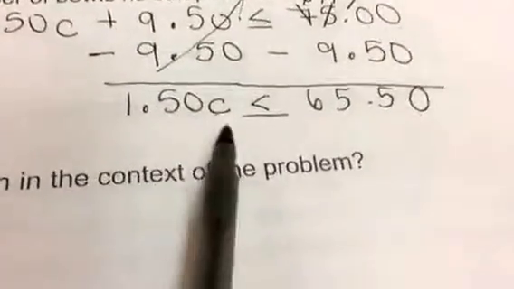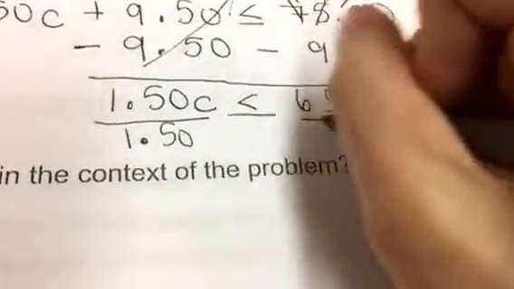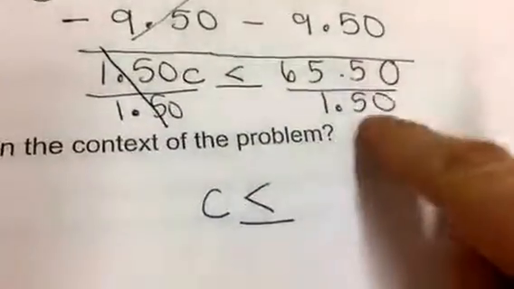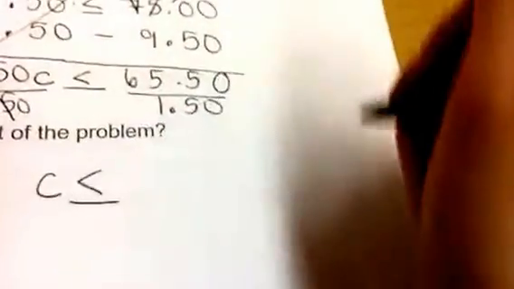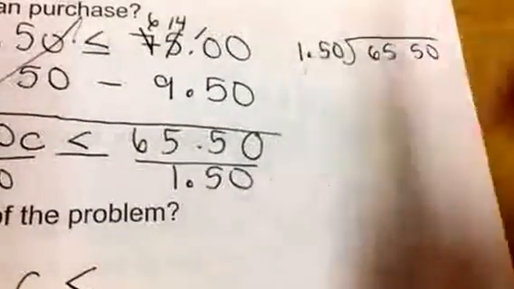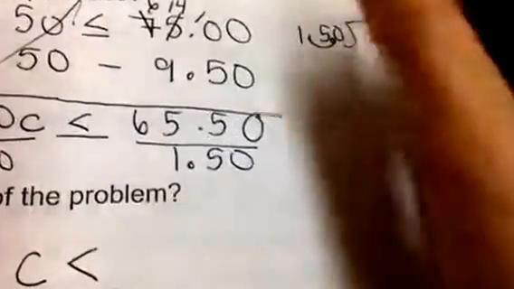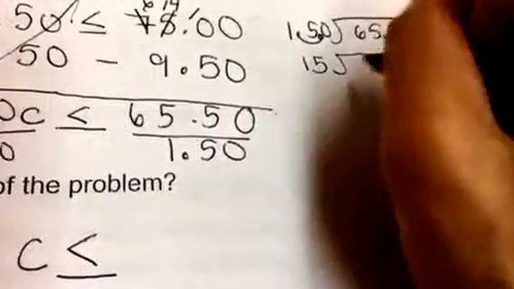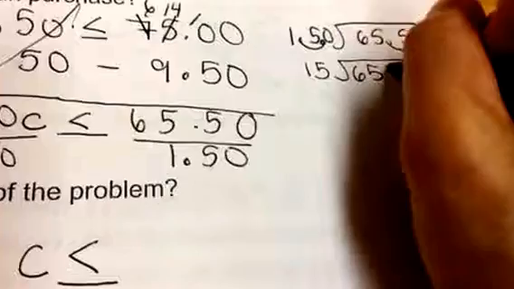Okay, so my next step is to try to get the C by itself here. So now what I need to do is divide both sides by 1.50. So now this will cancel. And as soon as I figure out what this is equal to, I can find out my number of bowls. So over here on the side, I'm gonna divide 65.5 by 1.50. Sorry, you can't see. I can't actually divide with my decimal right here, so I have to move it over one place to the right. I have to do the same thing on the inside. So how many times does 15 go into 655.0?